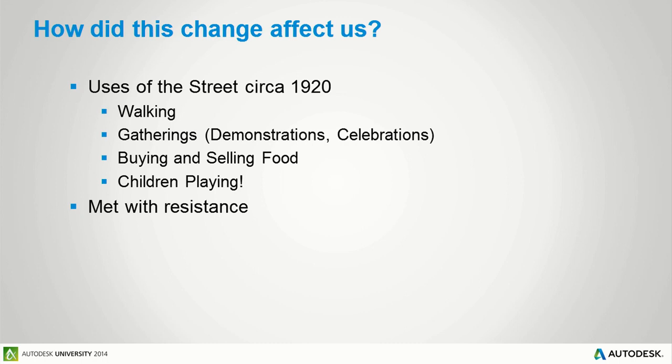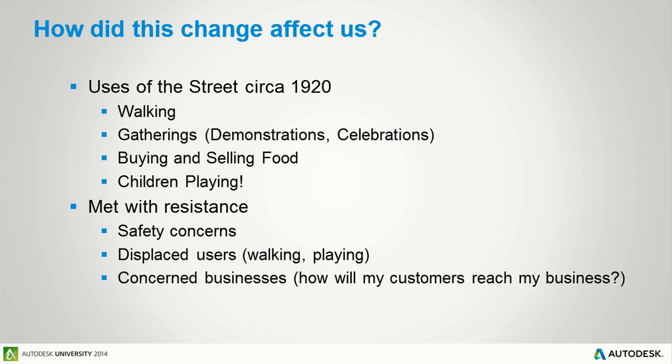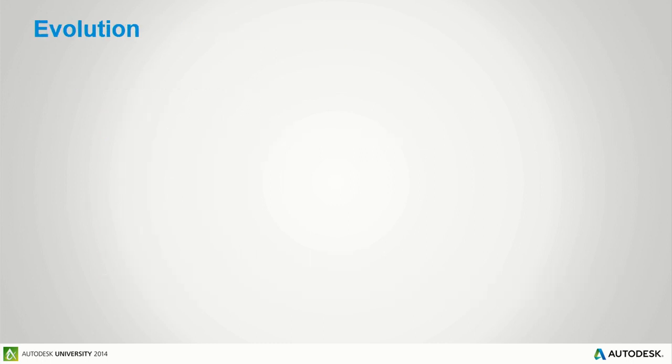The automobile was met with a lot of resistance, a surprising amount of resistance. People hated it. They hated how it was affecting their lives because of the way that they were using streets since eternity, because we didn't have cars before. So there were safety concerns, displaced users walking and playing, concerned businesses. How are customers going to access my business if there's cars in the street now and they can't walk to my business? And cars were literally regarded as violent intruders in this common space.